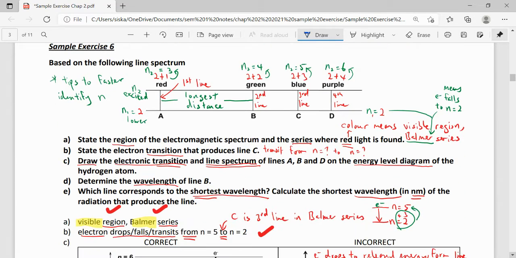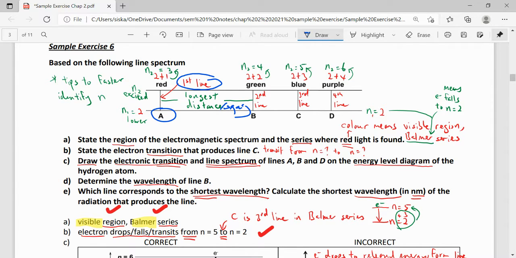Another one is line spectrum. For line spectrum, the most important thing is to identify the first line. How to identify the first line? If you see it has the longest distance or spacing, then the line here will be the first line. Okay, so we are done for the first line.